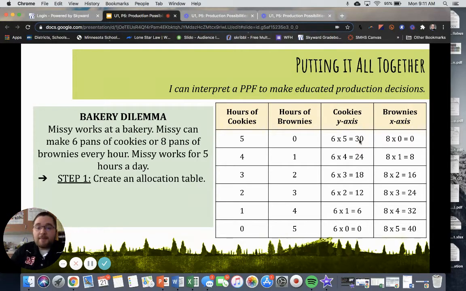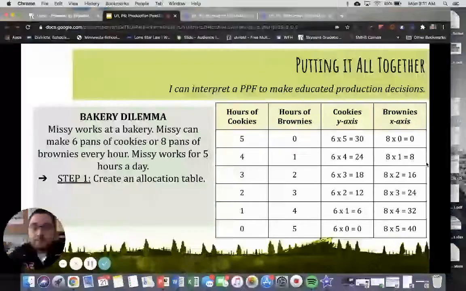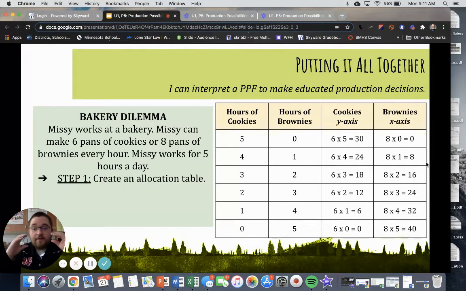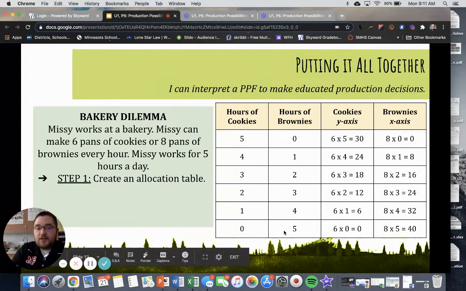Because she's spending all of her time making cookies, however, she's unable to make any brownies. So it's 8 times 0 equals 0. So in 5 hours, if she invests all 5 hours making cookies, she will end up making 30 pans of cookies and 0 pans of brownies. Okay. Then moving on to the next one. If we spend 4 hours making cookies and 1 hour making brownies, we would take 6 times 4, which equals 24 pans of cookies, and 8 times 1, which equals 8 pans of brownies. Okay. So again, this is how much she would be producing in a total of a 5-hour shift at the bakery. And we go on and on until we get all the way to the bottom where we invest 0 hours of cookies and 5 hours of brownies.